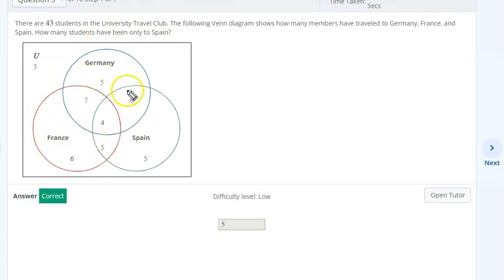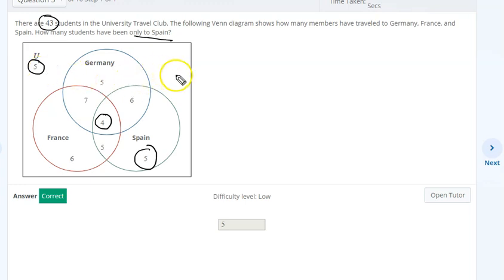Now in this one, they have the Venn diagram filled in already. So there were 43 in the travel club. How many students have been only to Spain? And right there is only to Spain. How many have been to all three countries? 4. How many in this travel club have not been to these three countries? 5. If you add all of this up, subtract it from 43, it would be 5.